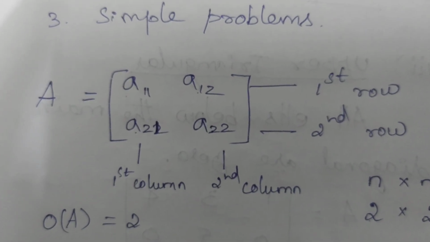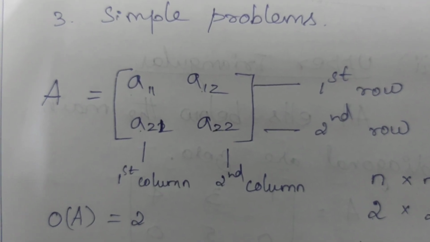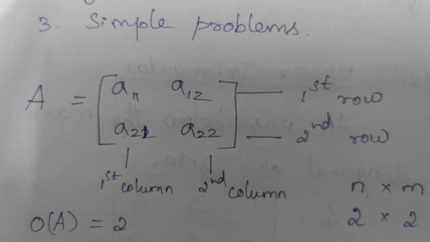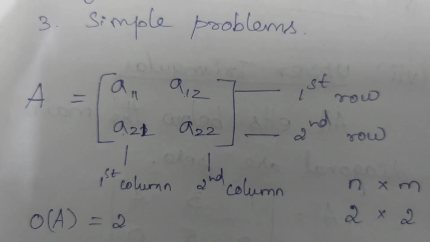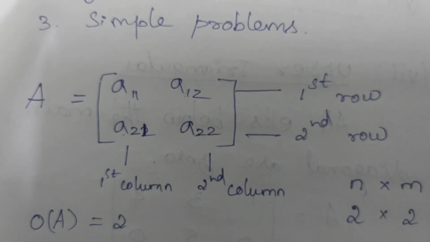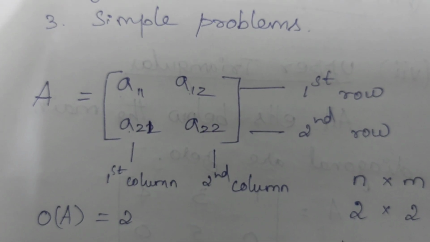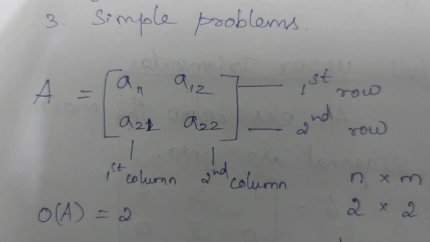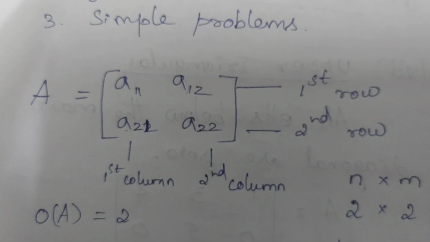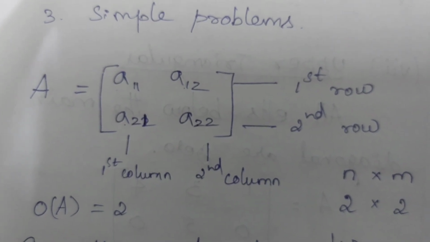A matrix is a rectangular arrangement of numbers in rows and columns. It is usually written as capital letter A equal to first row A11, A12, second row A21, A22. Here row wise A11, A12, A21, A22 and column wise A11, A21, A12, A22. This is a matrix of order 2 rows and 2 columns.